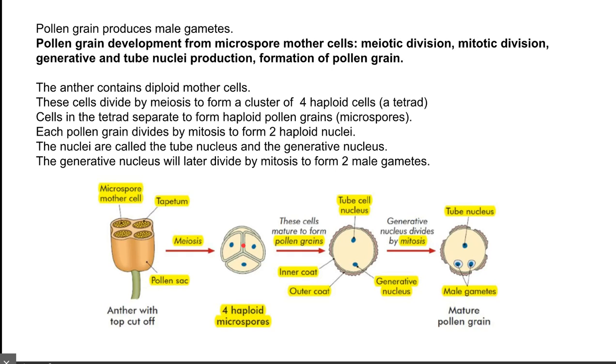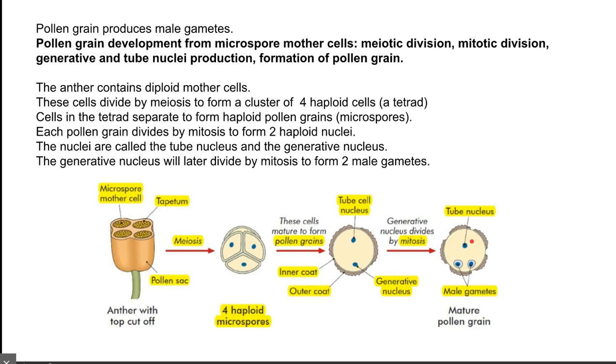These cells simply separate to produce 4 separate pollen grains. A further mitosis division this time divides the nucleus into a tube cell nucleus and a generative nucleus. And another mitosis divides the generative nucleus into 2 male gametes. So we have meiosis here, mitosis, and then another mitosis for the generative nucleus.